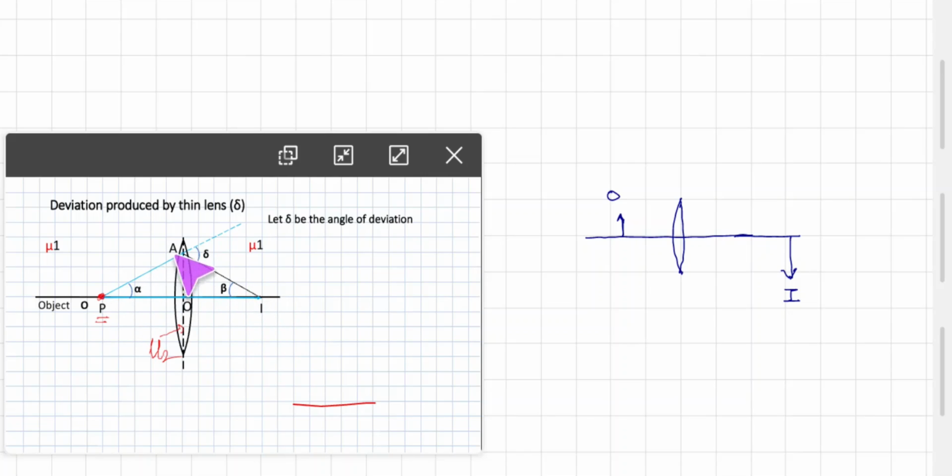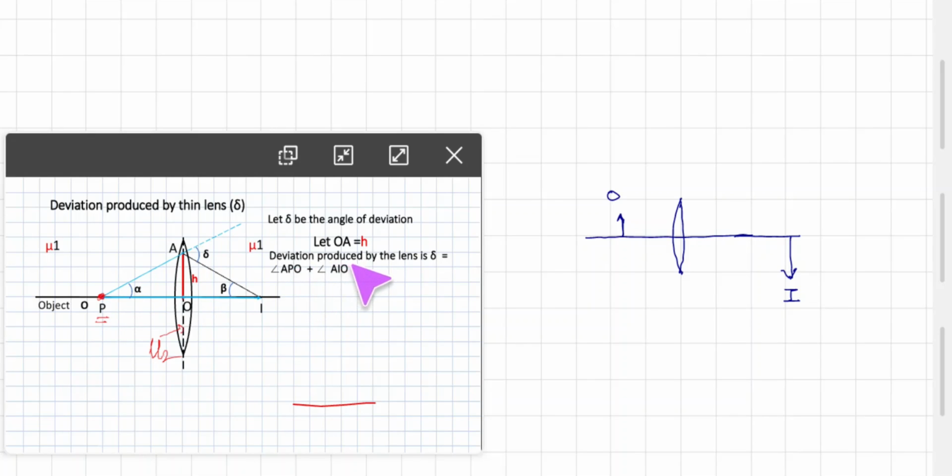And here the actual deviation is delta. So instead of going straight, the ray refracts in this direction, making an angle delta, and this is called the angle of deviation. Now let us consider the point at which the ray is incident, away from the optical center, as A, at height h. So OA is equal to h.